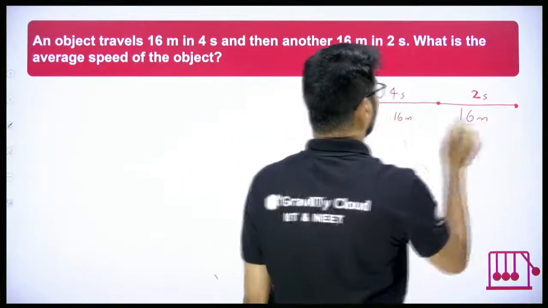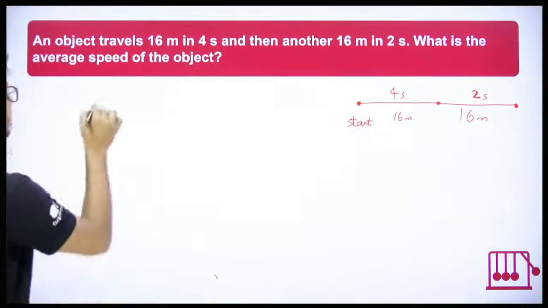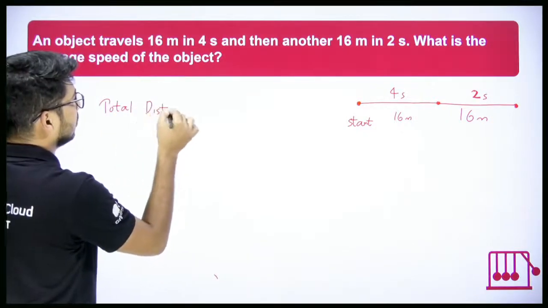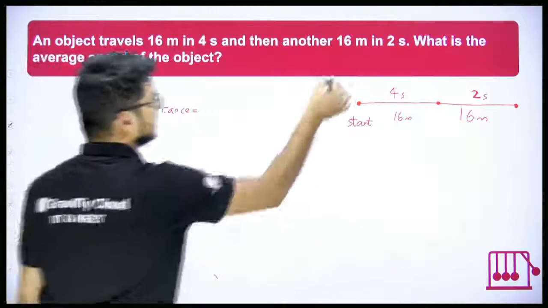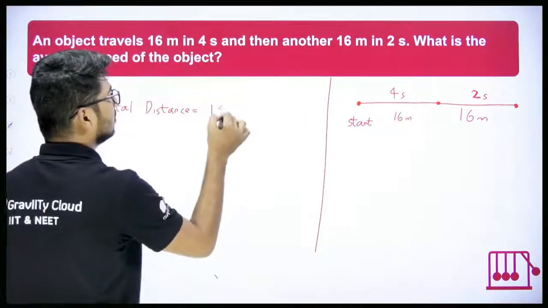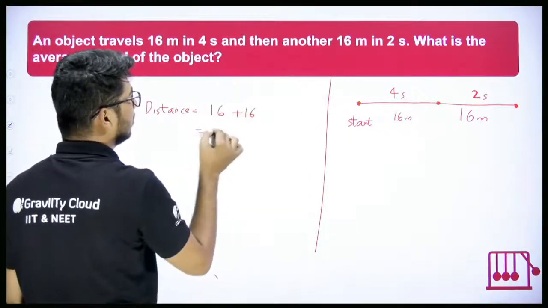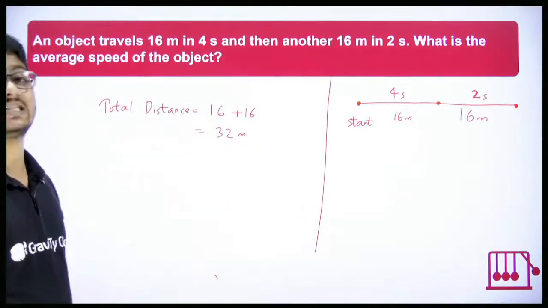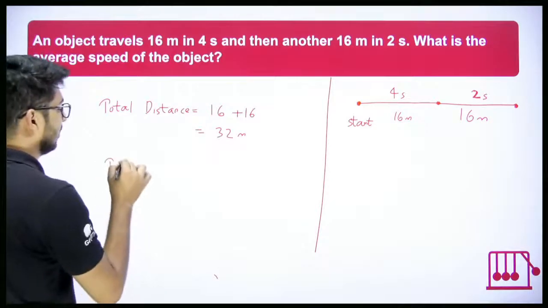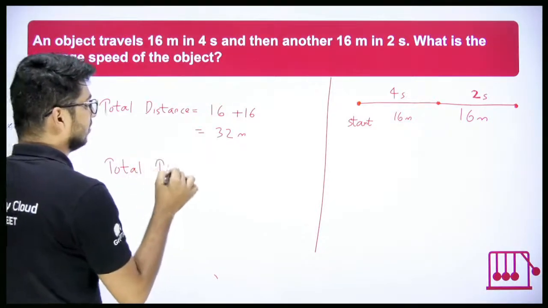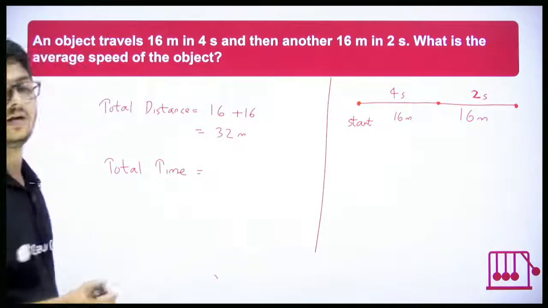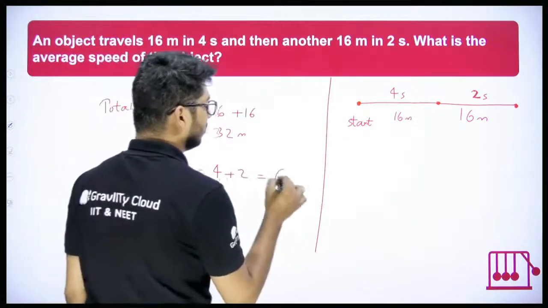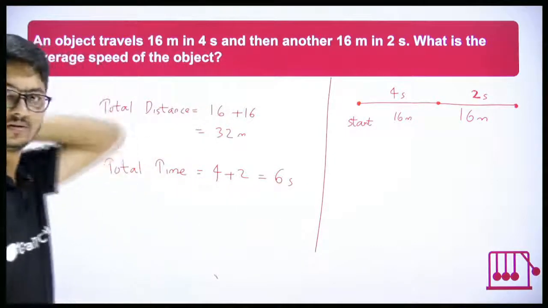So what is the total distance then? The total distance is equal to 16 plus 16. That is how much? 32 meters. What about total time then? Total time is 4 plus 2, and 4 plus 2 is equal to 6 seconds.